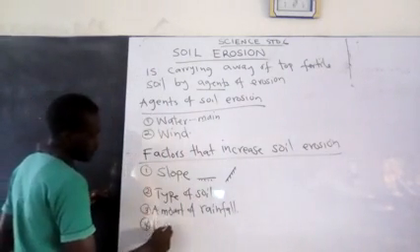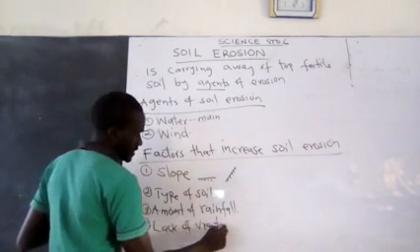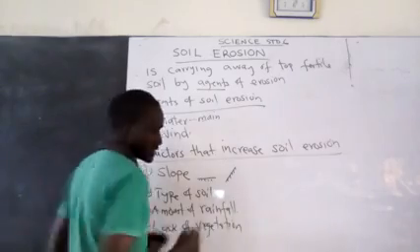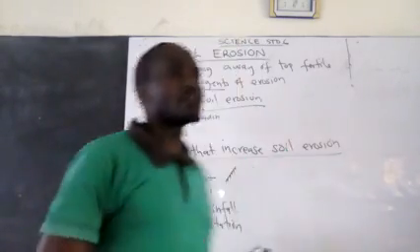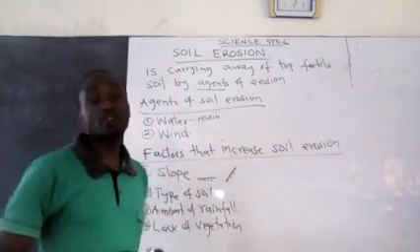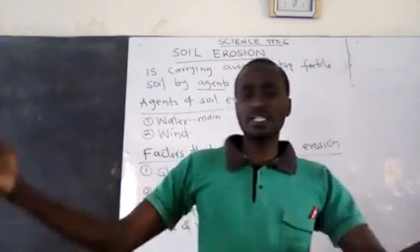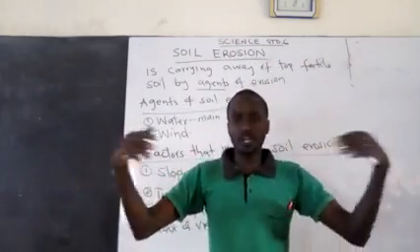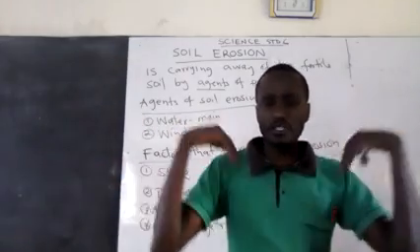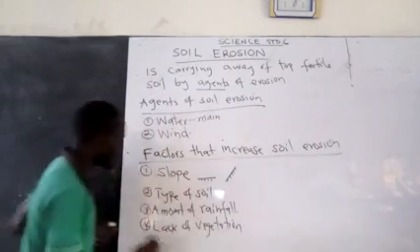The other one, we have lack of vegetation. Lack of vegetation is mainly caused by human activities, and sometimes also it can be caused by change of climate, but mostly human activities like cutting down of trees. Soil without vegetation cover at all is exposed to agents of erosion, hence is easily eroded.